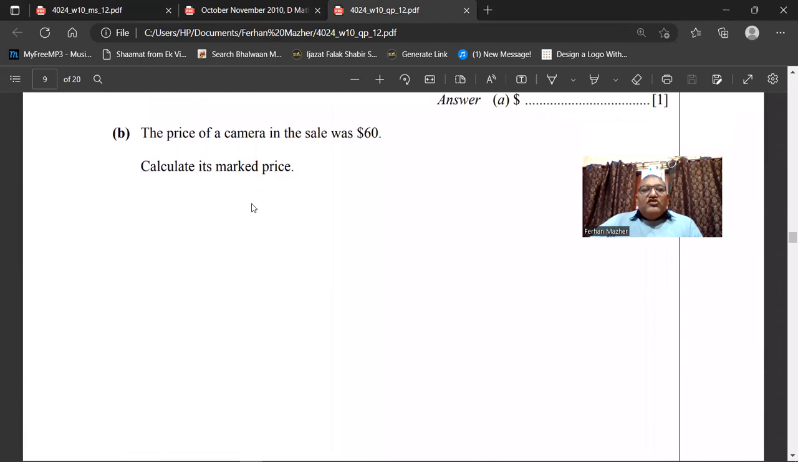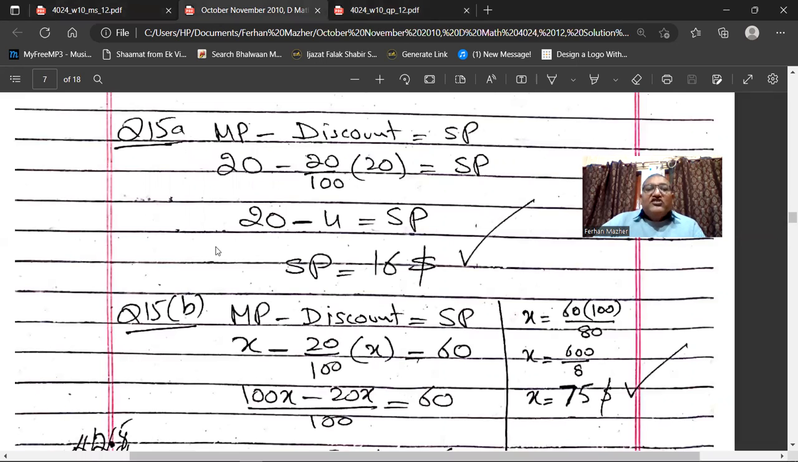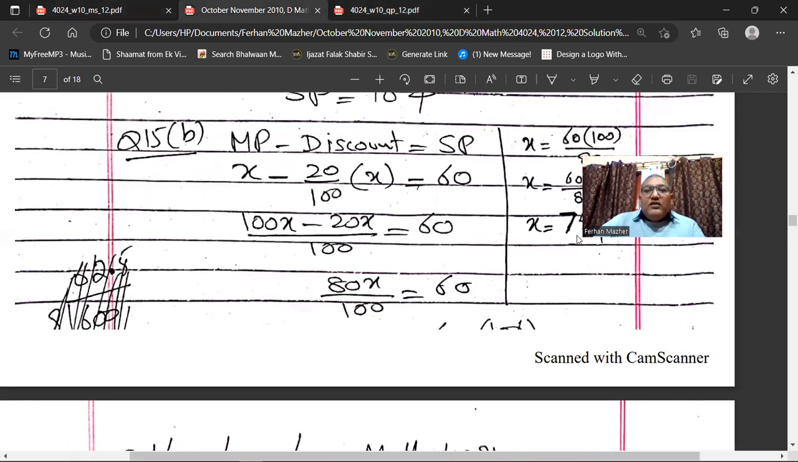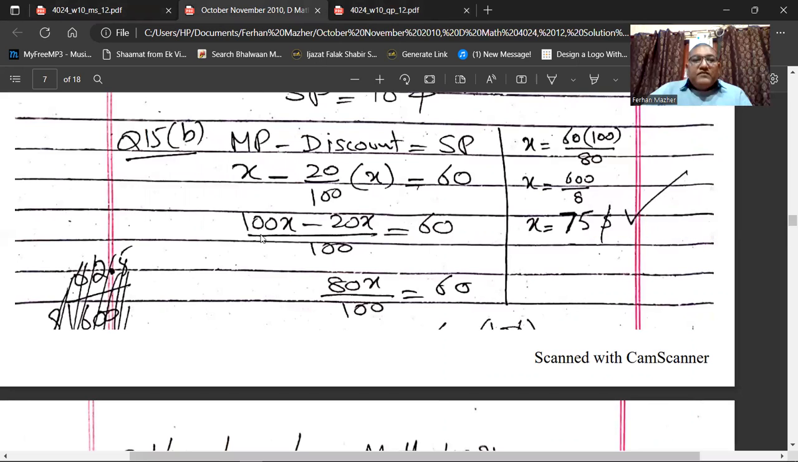So that was a 1 mark question, and this is a 2 marks question. Question number 15 is B part. The price of a camera in the sale was $60. Calculate its marked price. So now we don't know the marked price. The marked price, suppose, is x. So x minus, they are giving 20% discount, so x minus 20% of x is equal to 60. Marked price minus discount is equal to your sale price.